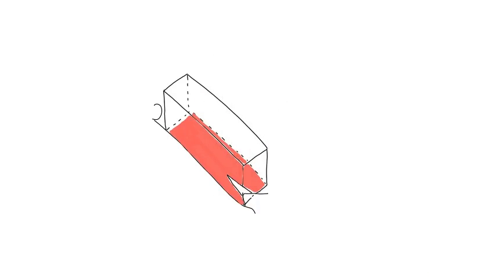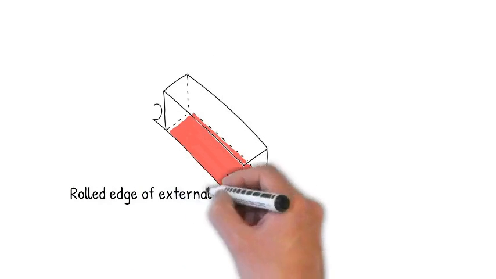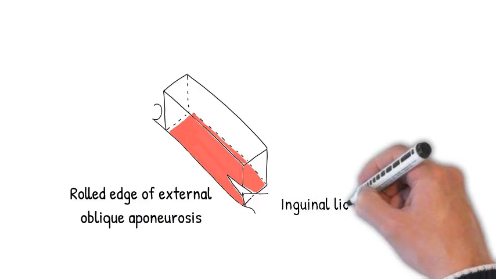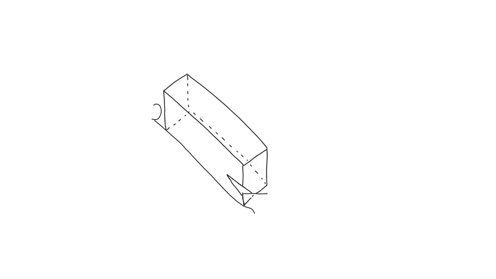The inferior edge of the external oblique aponeurosis curves backwards to form the floor of the inguinal canal with its rolled edge, like a gutter. This is, of course, the inguinal ligament.